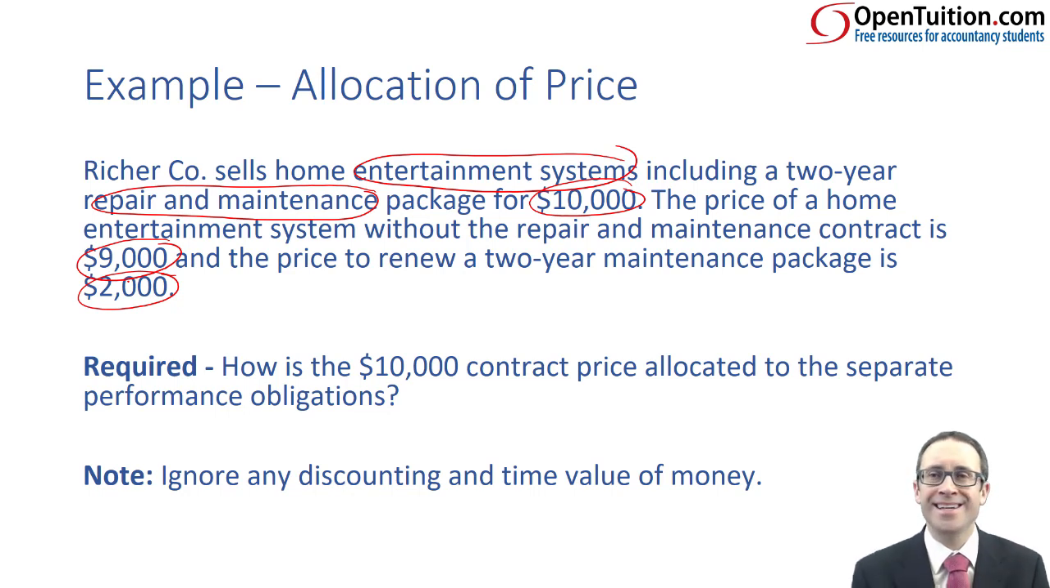Well, if the total price is $11,000 based upon the standalone prices, if $9,000 of that $11,000 relates to the entertainment system, then we'll give 9/11ths of the 10,000 to the entertainment system. The 2,000 that relates to the repair and maintenance package, so 2,000 out of the 11,000, then we'll allocate 2/11ths of the 10,000 to the repair and maintenance contract. It's common sense ultimately, and it's a pretty logical method of allocating things out.